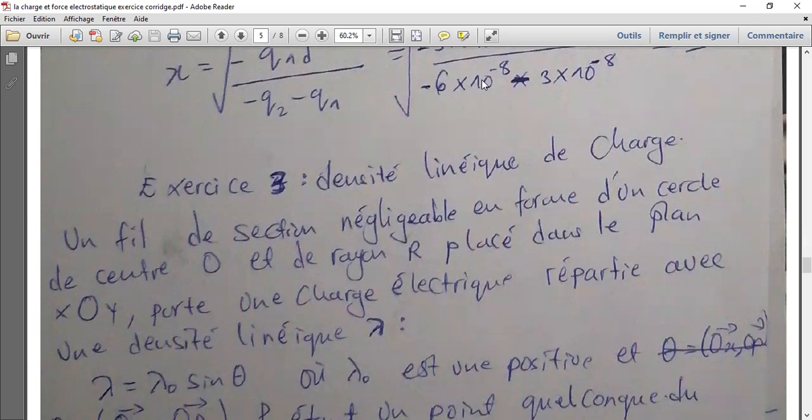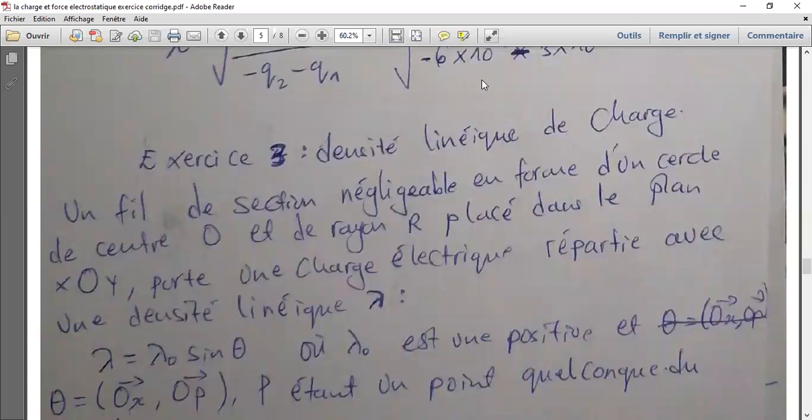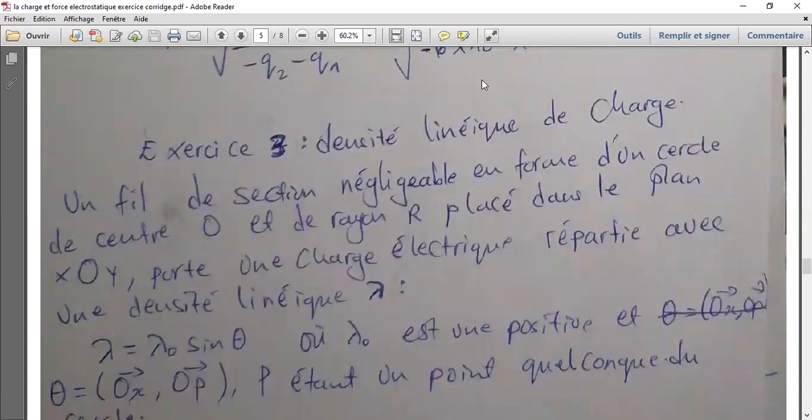So exercise 3 is density linear of the charge, and it starts: Un fil de section négligeable en forme de cercle. They're saying a fil is somehow like a string. Un fil de section négligeable means this string has no surface, its section is negligible, meaning its surface area is really small in such a way that we neglect it. We don't consider it.